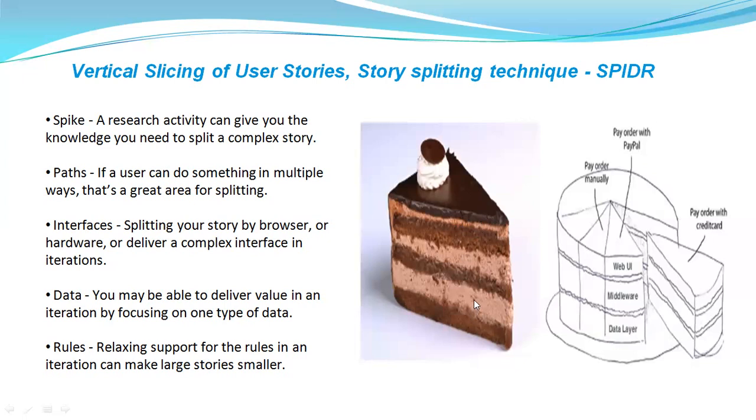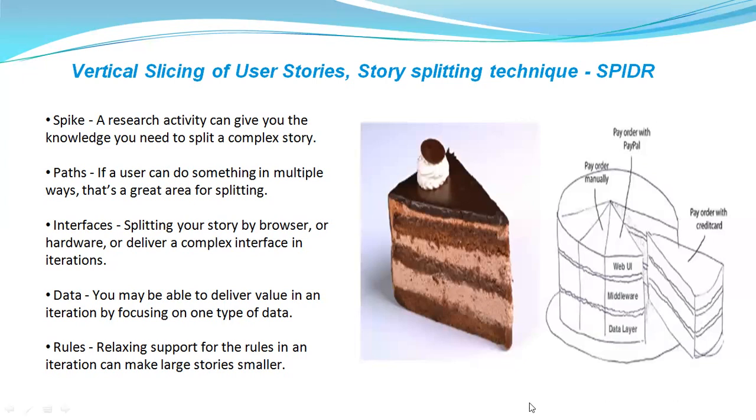In the same way, we need to divide the user stories also. That means we need to slice the user stories vertically and not horizontally. Because in future, when you're a Scrum Master, your product owner or your team may be slicing the user stories horizontally instead of vertically. Then as a Scrum Master, you need to correct that. We need to always slice a user story vertically.